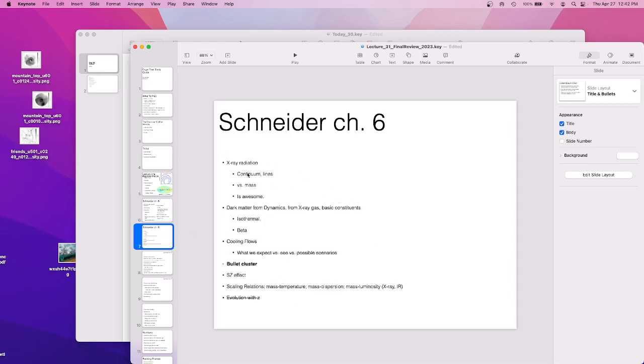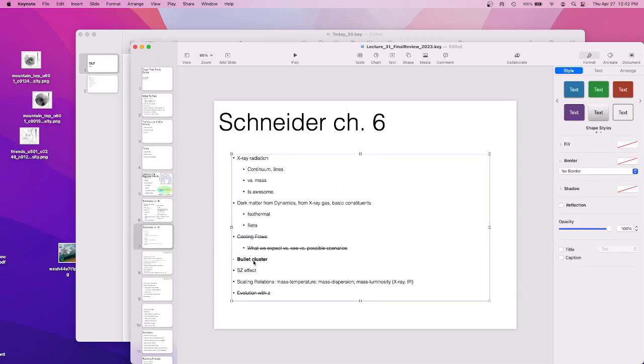We talked a bunch about the X-ray radiation. So make sure that you're comfortable with how Bremsstrahlung works and what it is and what that spectrum looks like. It's all in the book in better detail than what I did in class. Know how that X-ray gas varies with mass. Know about the dark matter dynamics. I didn't spend any class time on the isothermal beta model. But what it says is if you assume that it's just gas, you get the wrong answer. So there has to be dark matter.